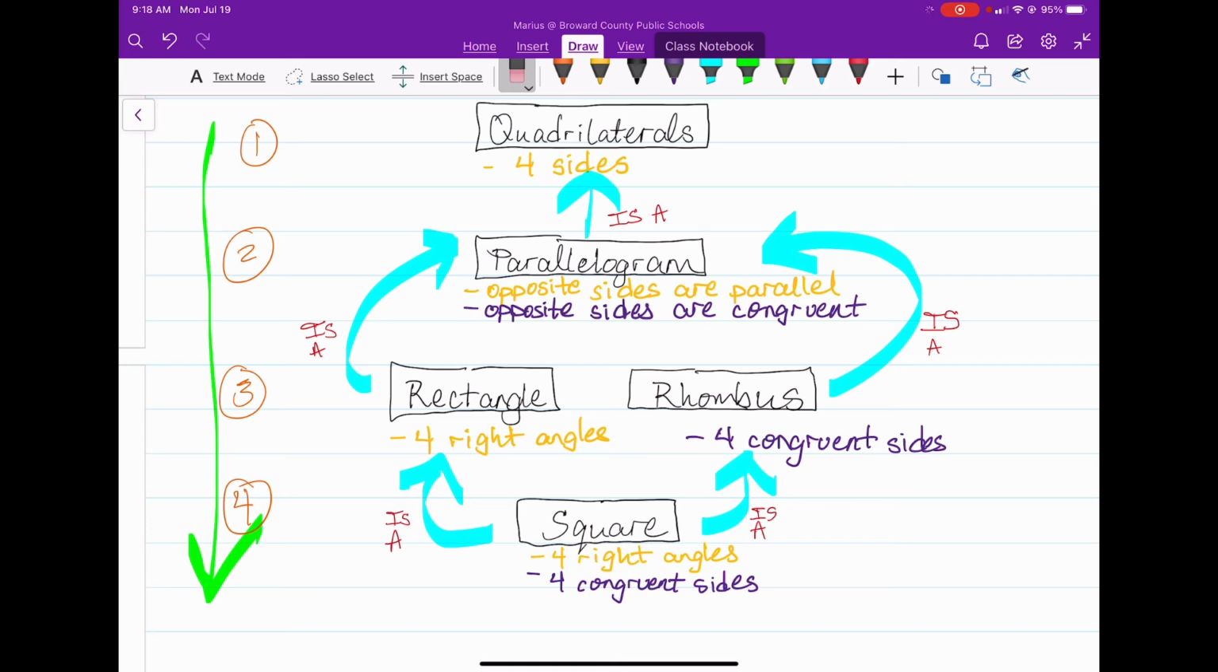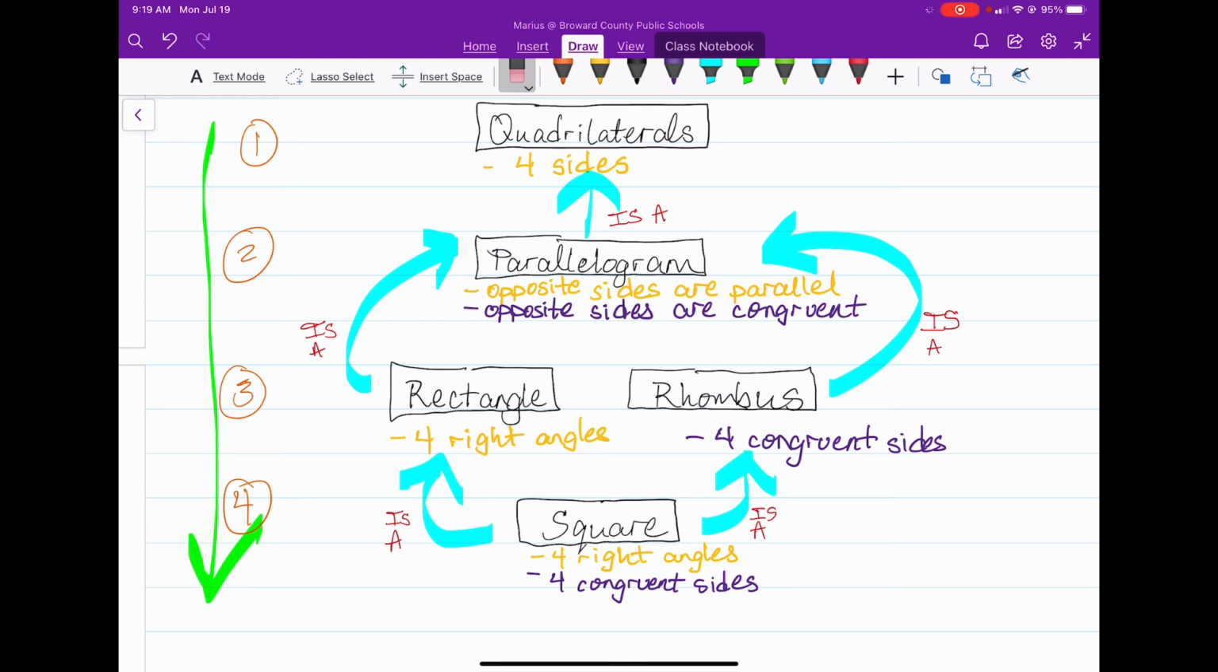I can also say a rhombus is a parallelogram. I can also say a rectangle is a parallelogram. And I can also say that a parallelogram is a quadrilateral, okay? We could also say that a rectangle is a quadrilateral. A rhombus is a quadrilateral. And we could also say that a square is a quadrilateral, okay?